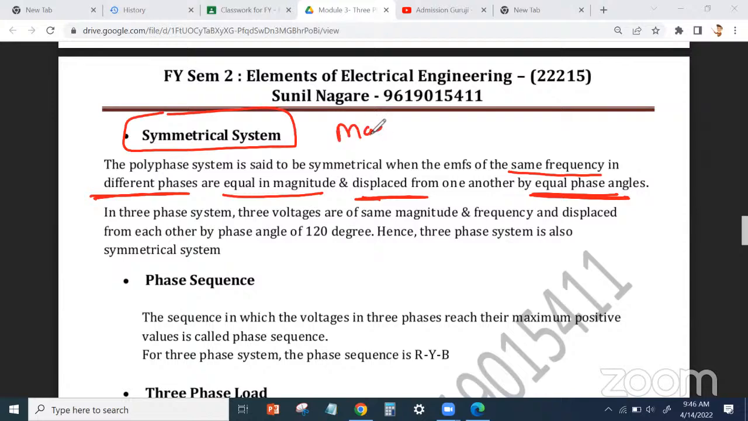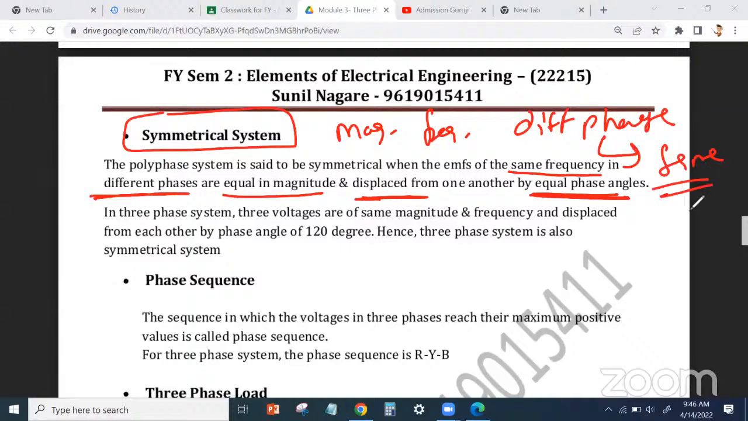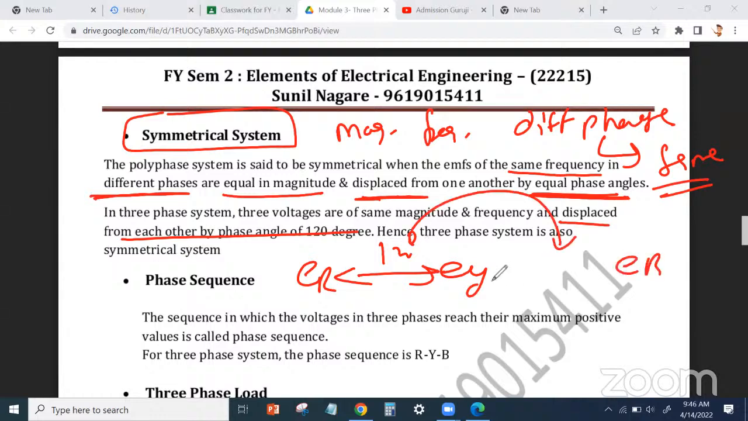Same magnitude, same frequency, different phase, but उनका difference क्या होना चाहिए? Same. Displace कैसे होना चाहिए? Same. So displace from each other by 120. मतलब ER यहाँ पे खड़ा है, EY यहाँ पे खड़ा है, इन दोनों में डिफरेंस कितना आएगा? 120. तो 120 के बाद EB आना चाहिए. यहाँ पे EB 120 के बाद, इसके बाद और होगा, that is also 120. That is known as symmetrical system.